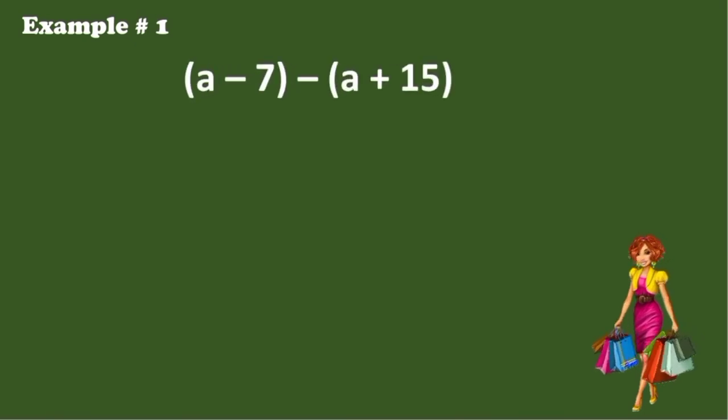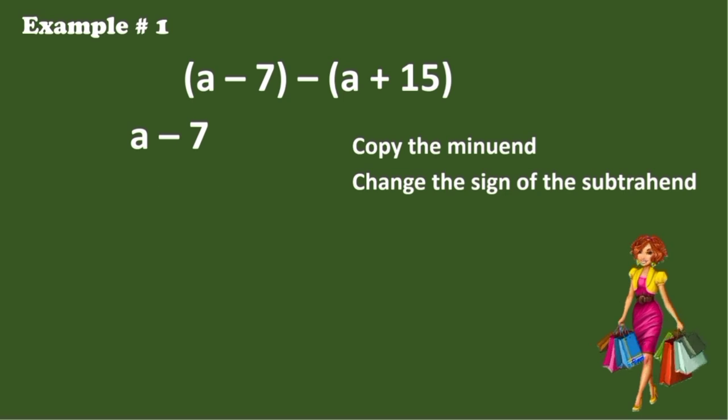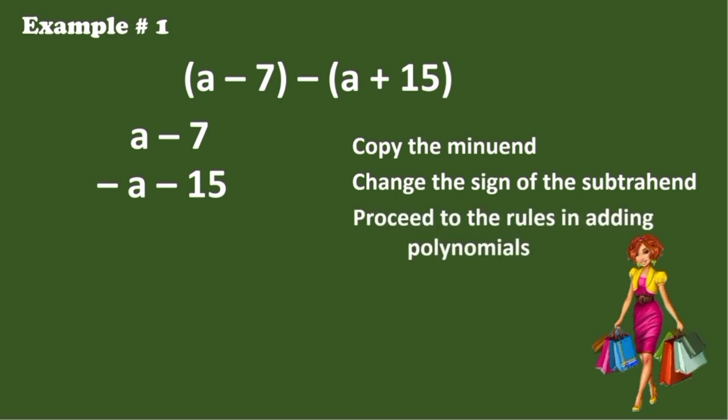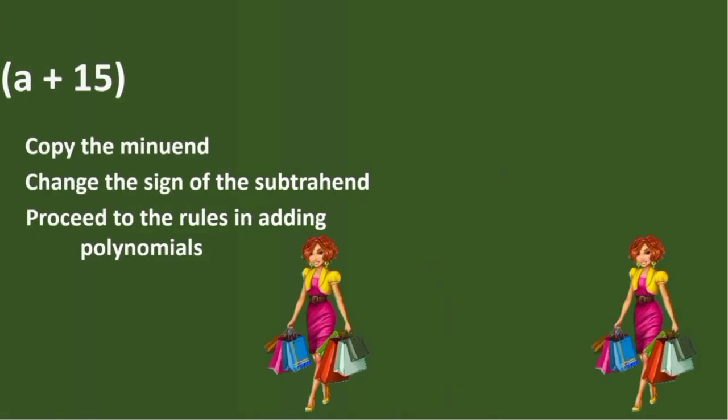Sample number 1. A minus 7 subtracted by A plus 15. First, copy the minuend. Then, change the sign of the subtrahend. It will become negative A minus 15. Proceed to the rules in adding polynomials. Negative 7 plus negative 15 is negative 22. A plus negative A is equal to 0. So our final answer is negative 22.